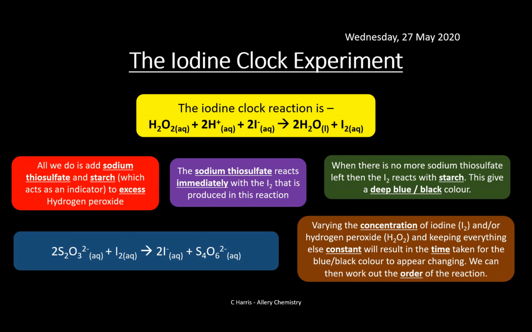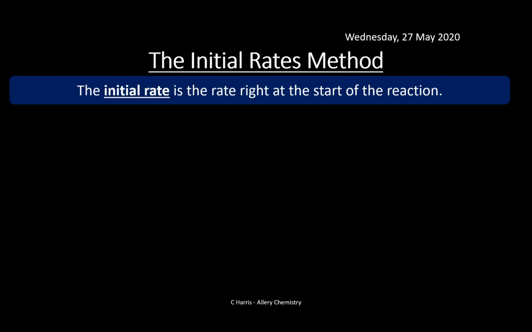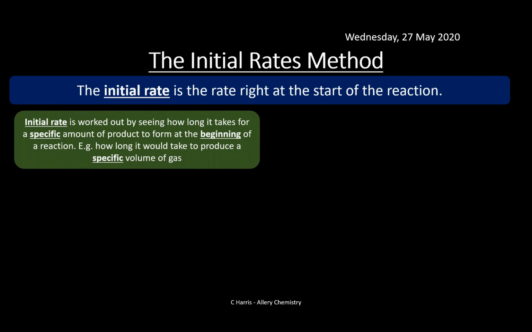Okay, so now remember we talked about initial rates, and we looked at how iodine clock reactions can be used to work out the initial rate of reaction. So now what we're going to look at is something called the initial rates method. This is where we're going to use the results from our clock experiments. The initial rate is the rate right at the start of the reaction, immediately at the start. So initial rate is basically worked out by seeing how long it takes for a specific amount of product to form at the beginning of a reaction.